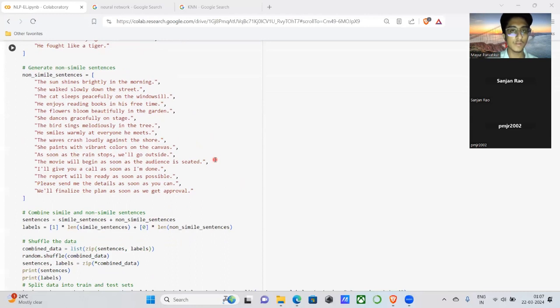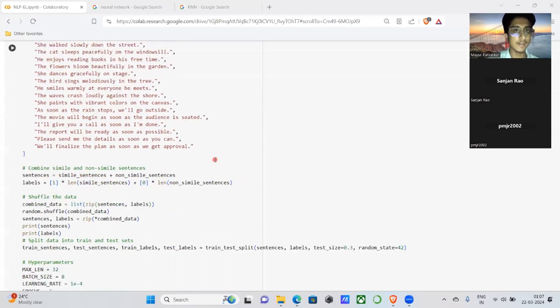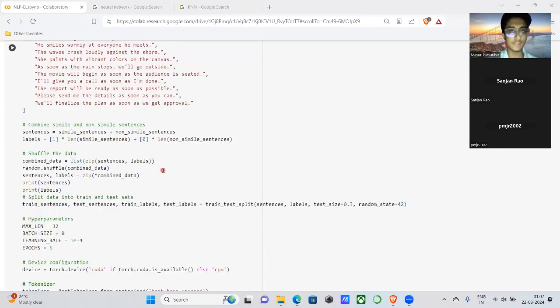Basically what we have done here is we have divided the data set into simile and non-simile data set by assigning a number to it. So we have basically normalized the data set. We have converted the simile sentences and given them the number one. And for non-simile sentences, we have given the number zero, as we can see over here. Then we have zipped this data set, basically combined the simile and non-simile sentences, that is sentences comma labels is equal to zip of the combined data.